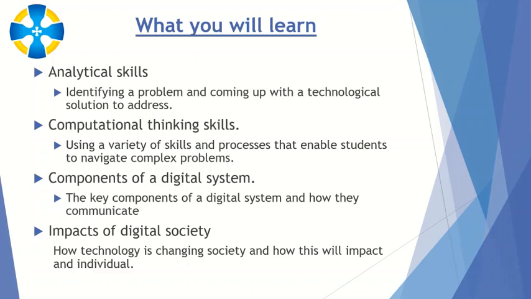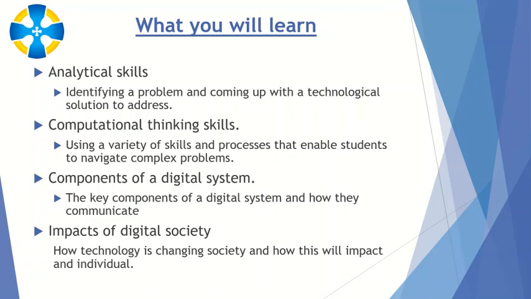Analytical skills, computational thinking skills, components of a digital system, impacts of a digital society. But you've been doing this since Year 7. At the start of this year, we did computational thinking skills, where we looked at a problem, broke it down into its key components, and came up with a solution. In Year 7 and 8, we looked at the CPU and how the CPU is part of a digital computer. And we have just covered networking and how all computers interact and communicate with each other.